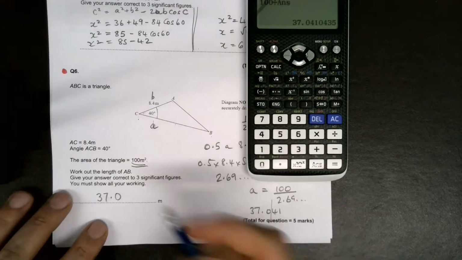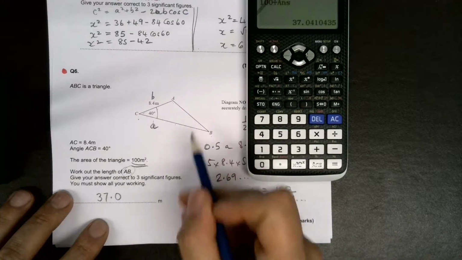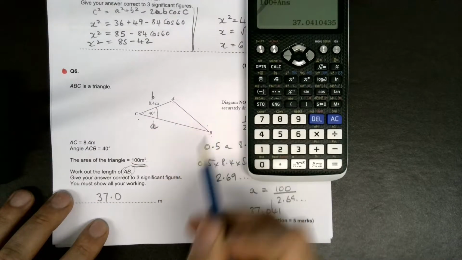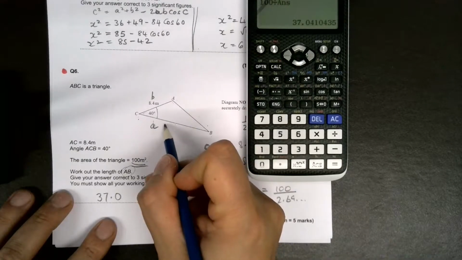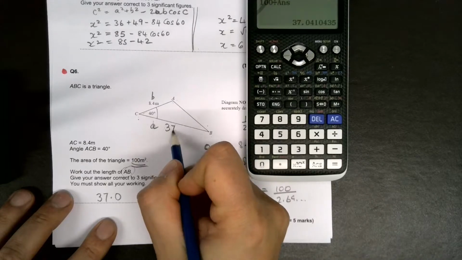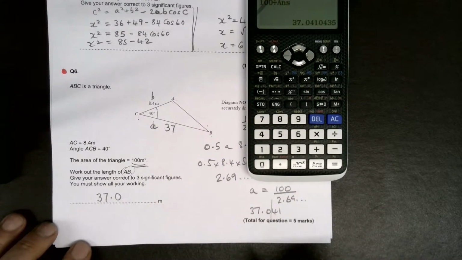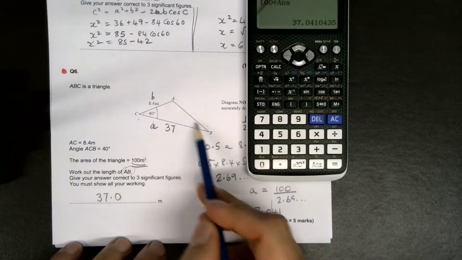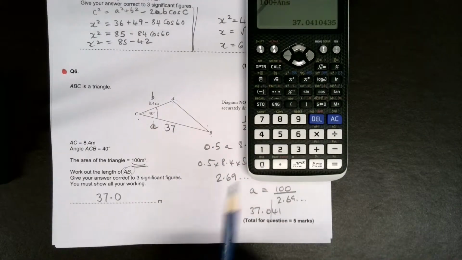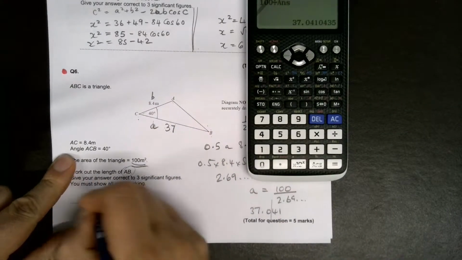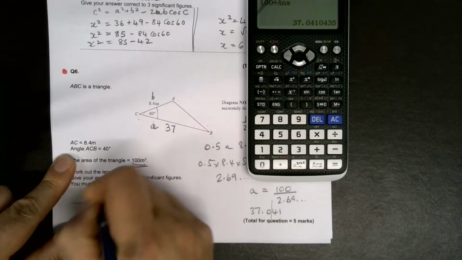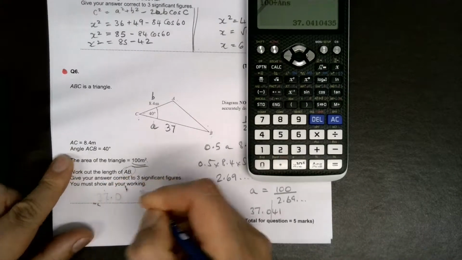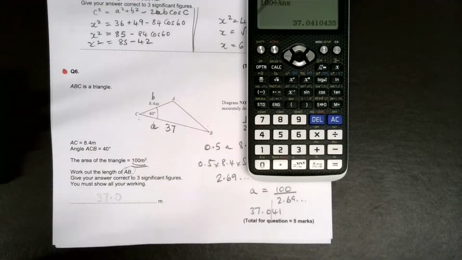Now, that is not what I want. I want the value here of AB. So now I know that this is 37. I should be able to find AB. And I can find AB by using the cosine rule. No, I would definitely use the cosine rule at this point. So at this point, I would then embark upon the cosine rule.